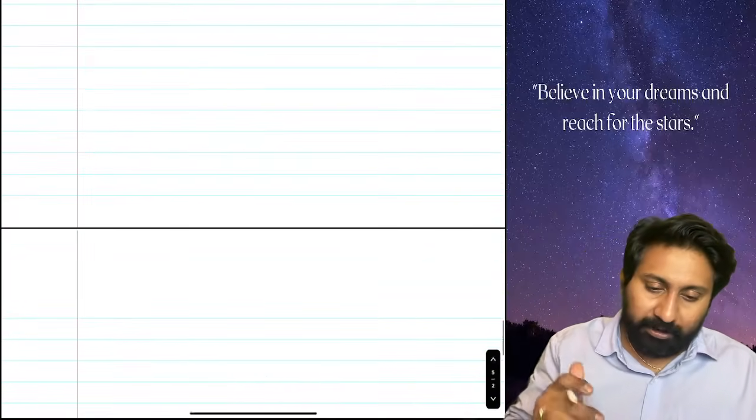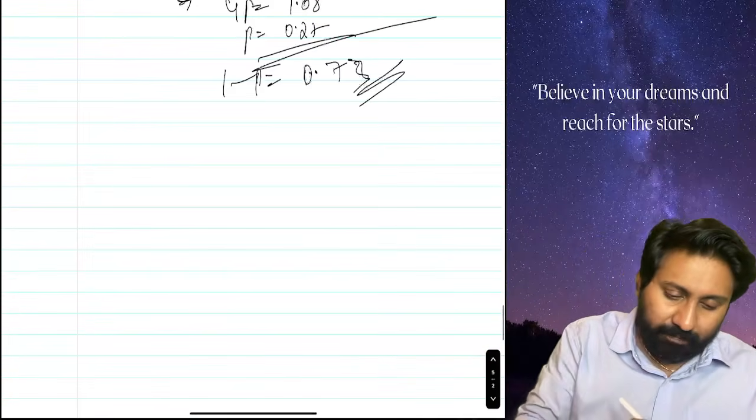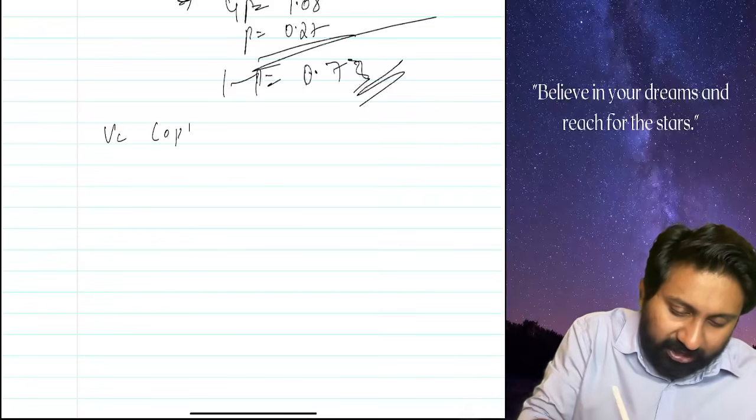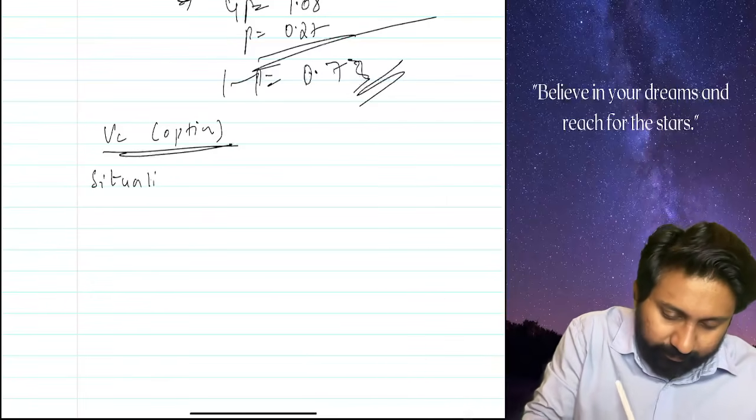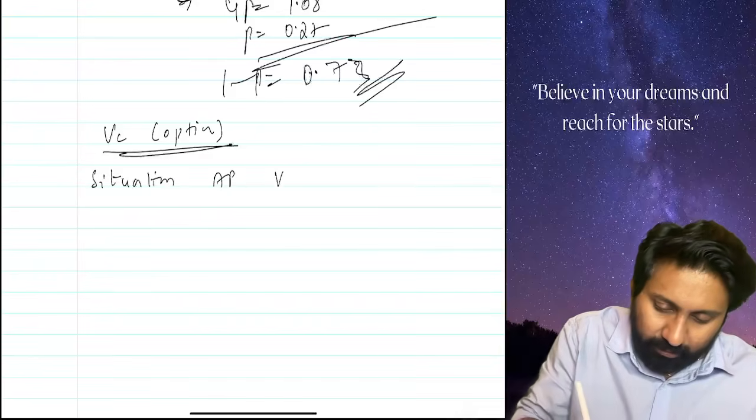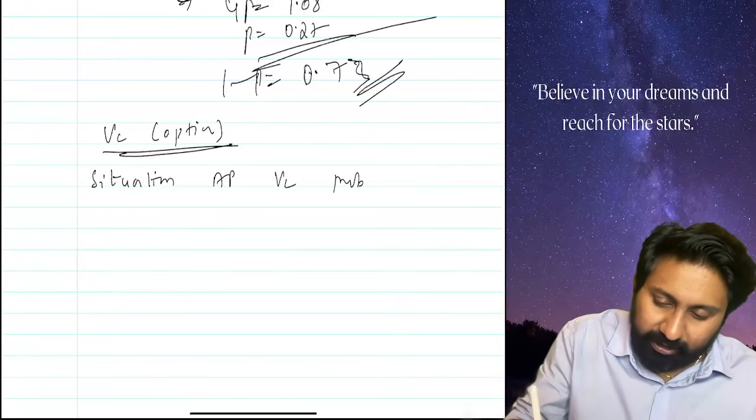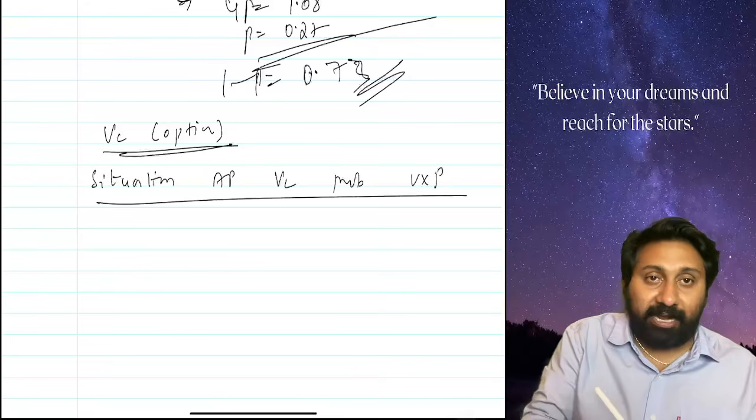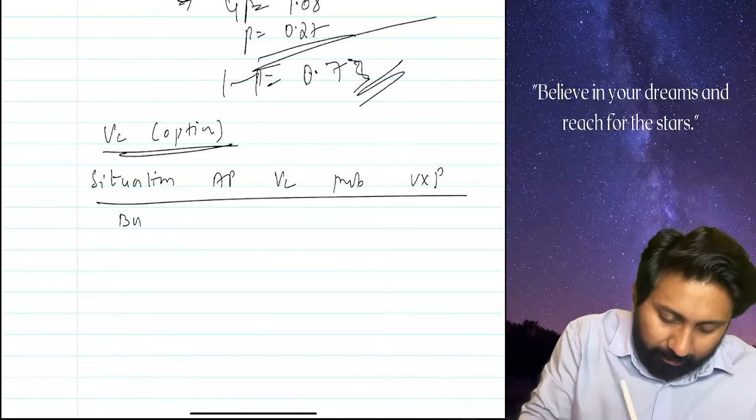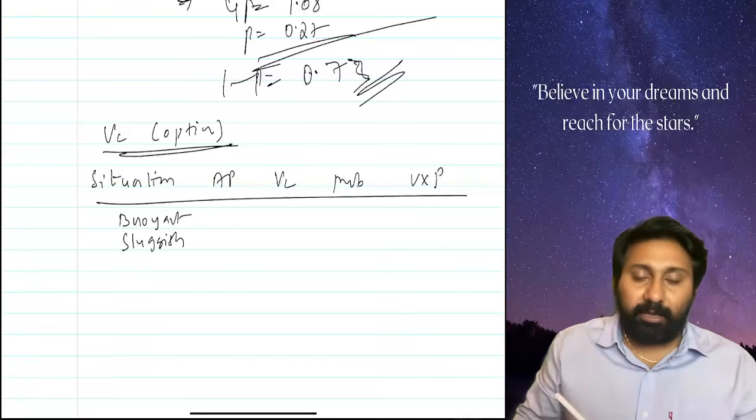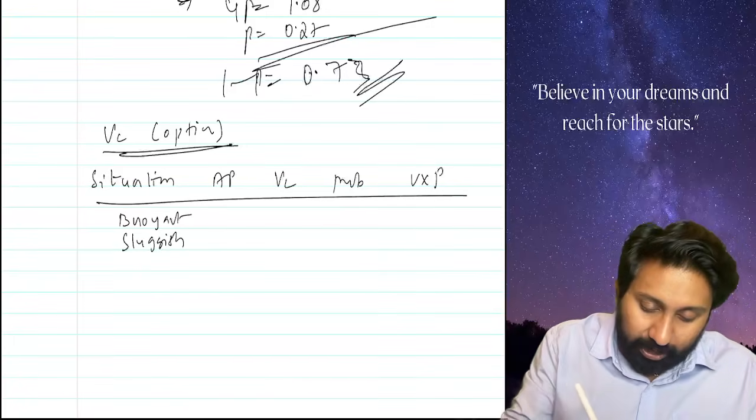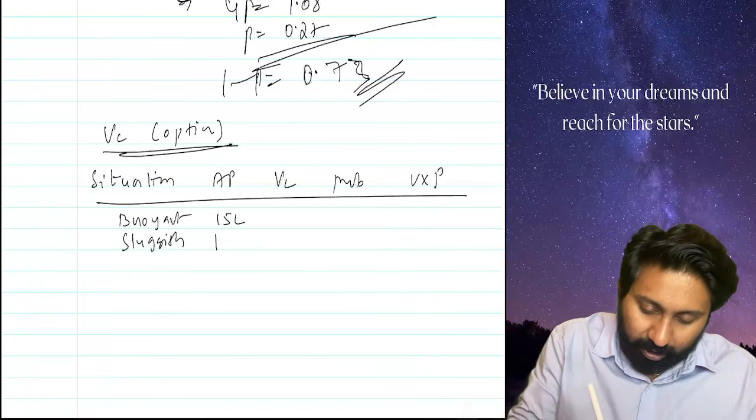Next, completed up to here. Last step, value of the land as an option. Situation, AP, value of land, probability, value into probability. Now you will get clarity. Situation: market is buoyant, market is sluggish. If the market is buoyant, the actual price will be 15, or else 11.